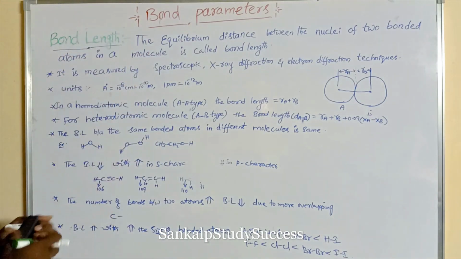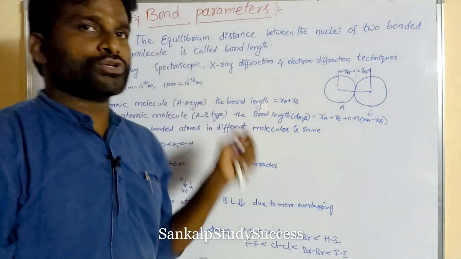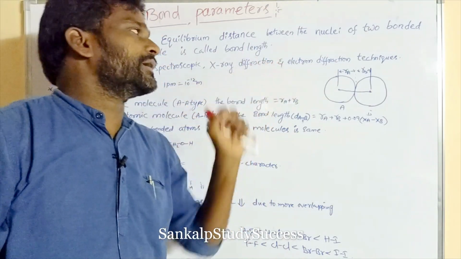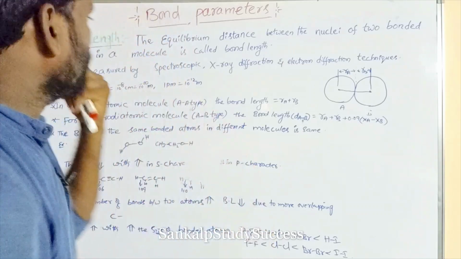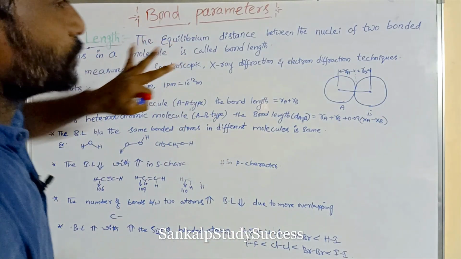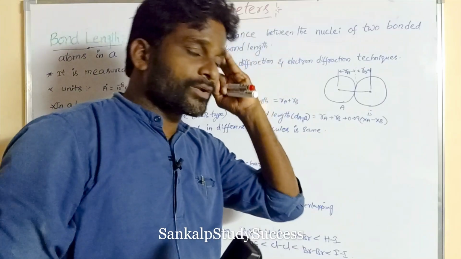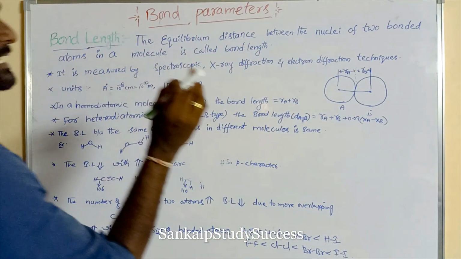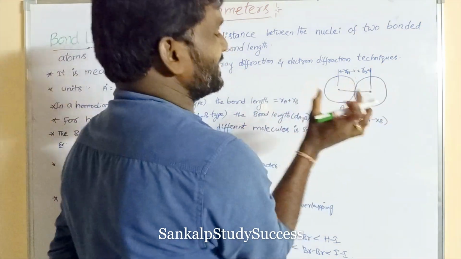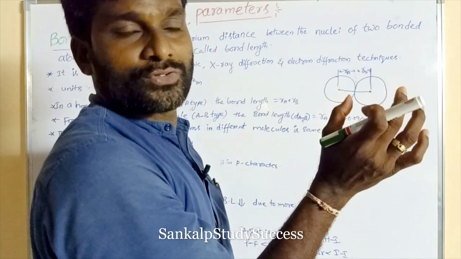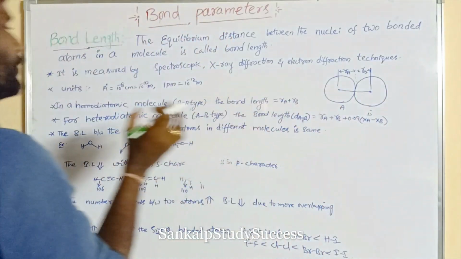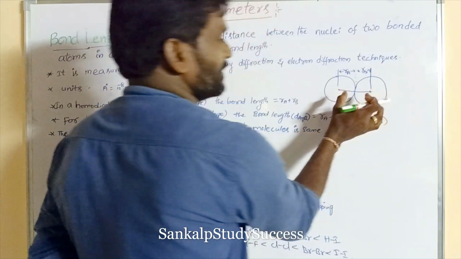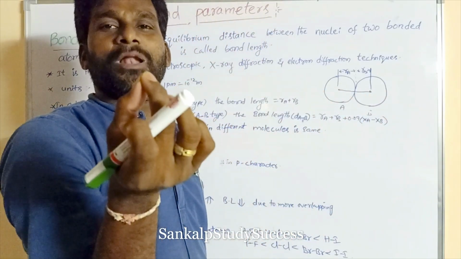Bond length is measured by spectroscopic technique, X-ray diffraction technique, or electron diffraction technique. Next, its units. Bond length is the distance between the nuclei of two bonded atoms, so what are the units of distance? This distance cannot be measured with a scale. Why? Because an atom is a very, very small particle.